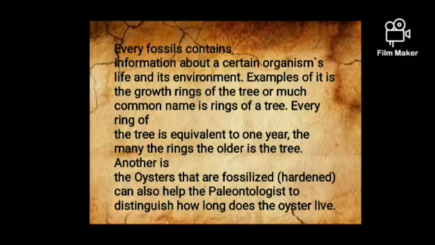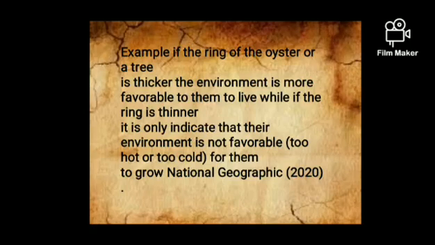Another example is oysters that are fossilized and hardened, which can also help paleontologists to determine how long the oyster lived. If the ring of the oyster or a tree is thicker, the environment is more favorable for them to live, while if the ring is thinner, it only indicates that their environment is not favorable, too hot or too cold for them to grow. National Geographic 2020.